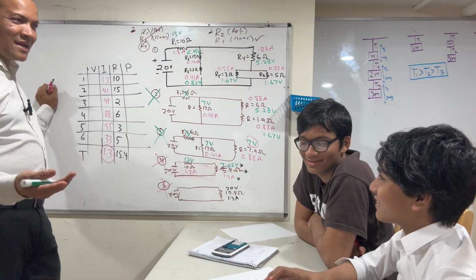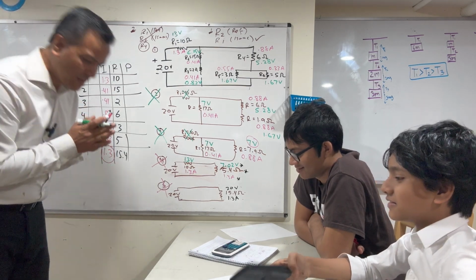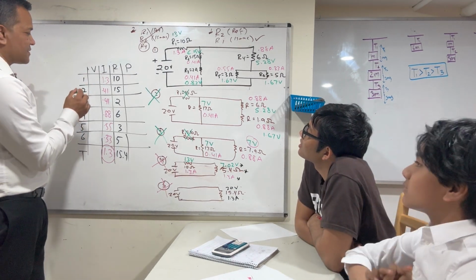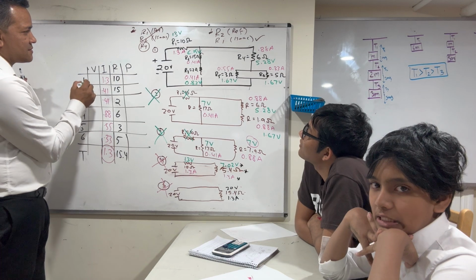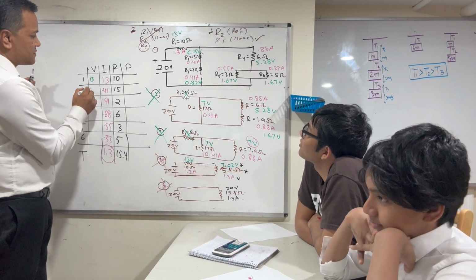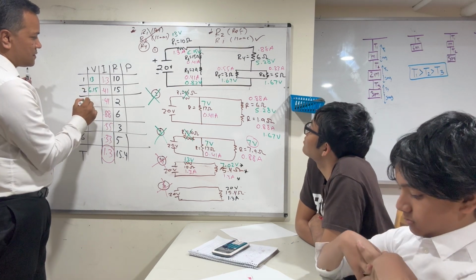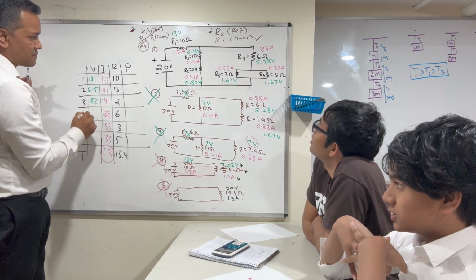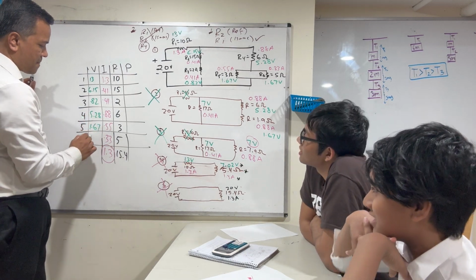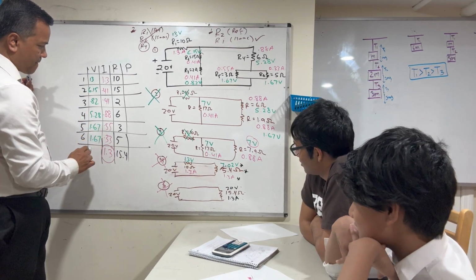Okay, voltage. V1 is 13 volts. V2 is 6.15. 0.82. 5.28. 1.67. 0.67. And 20 volts.